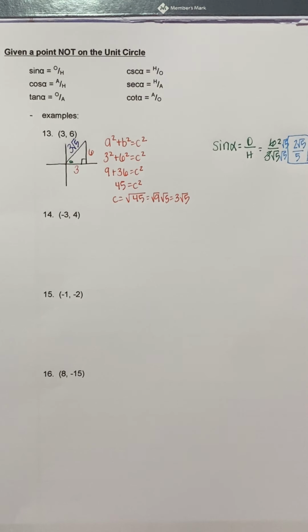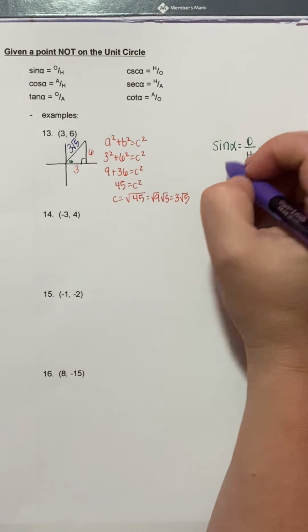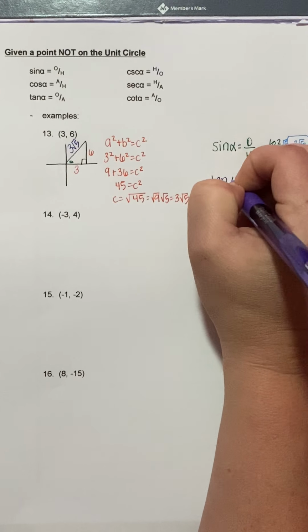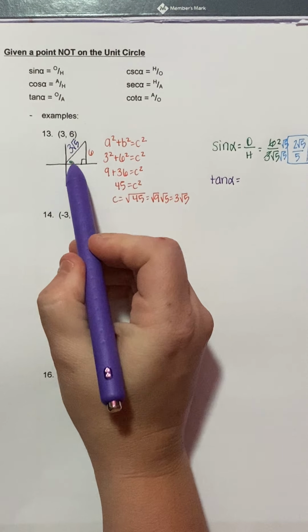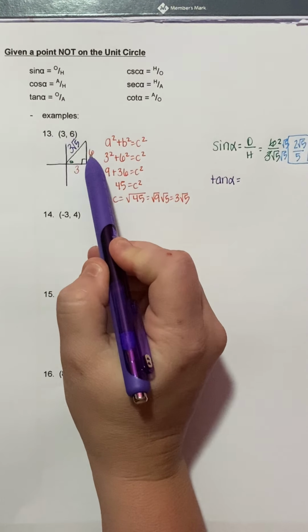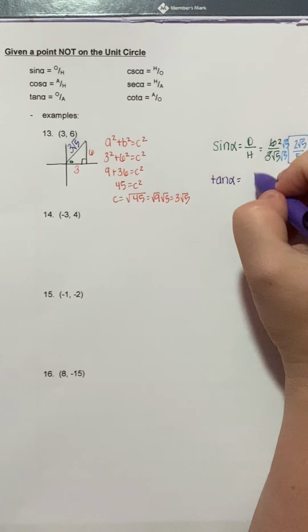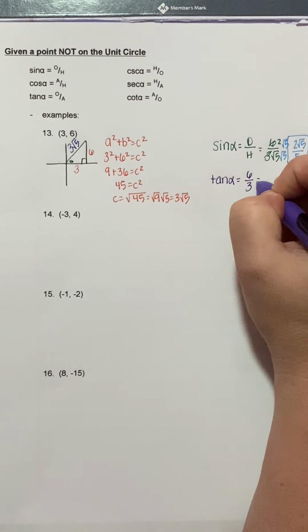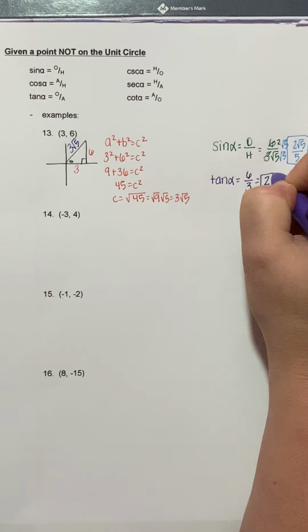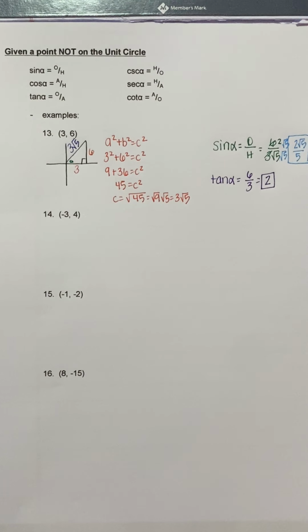All right, now let's look at one more. So let's find tangent. So the tangent of alpha. Tangent, remember, is opposite over adjacent. So this is opposite, this is adjacent. So this is just 6 over 3. 6 over 3 just reduces to the number 2. But we could find all 6 of these if we needed to. But let's keep going. All right, so let's look at number 14.